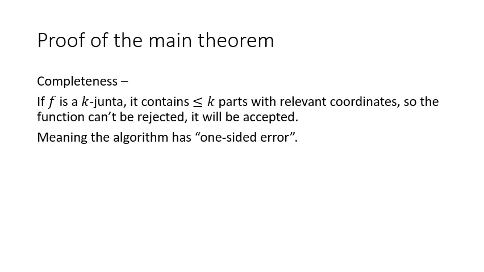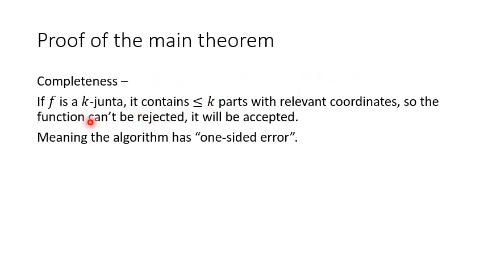We will now prove the completeness of the algorithm. So if f is a k-junta, it contains at most k parts with relevant coordinates. Let's assume for the contrary it had k plus 1 parts with relevant coordinates. Those parts are disjoint, so that would mean we have k plus 1 relevant coordinates, contradicting that this function is a k-junta. So really, we have at most k parts with relevant coordinates.